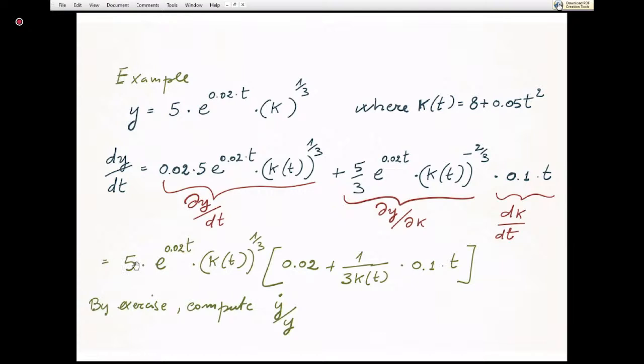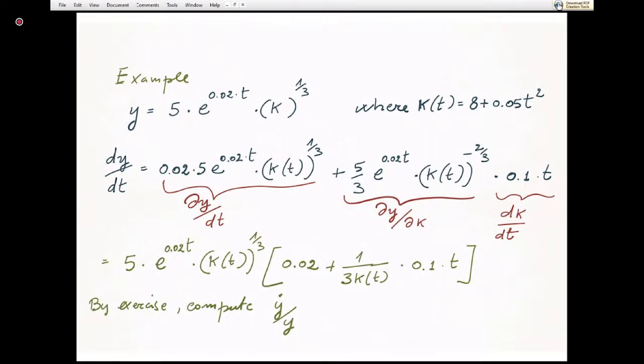This way of rewriting the result is not by chance. It is just because if you want to compute y dot over y, you have to divide by y, but y is this one, and it is precisely what appears here. Okay? So the time growth rate of y is this one.